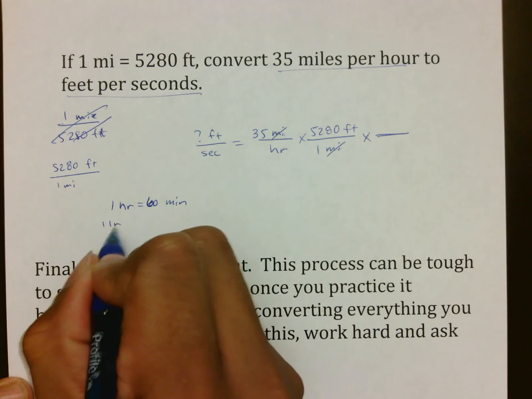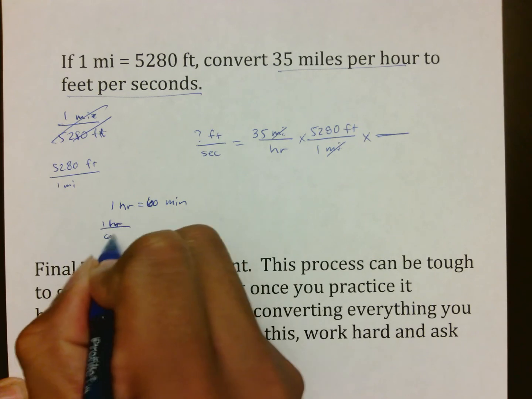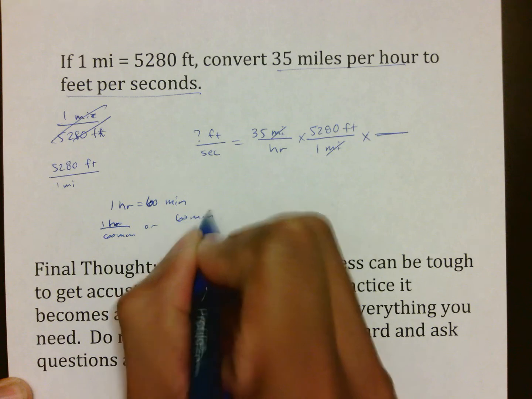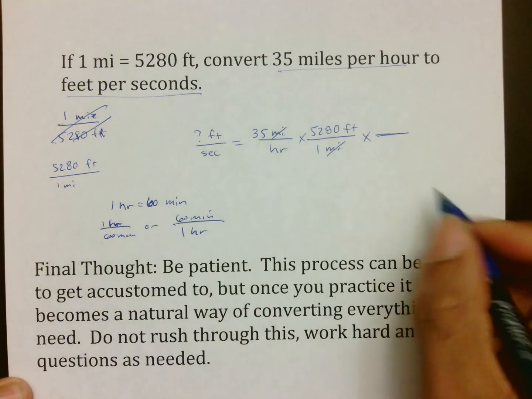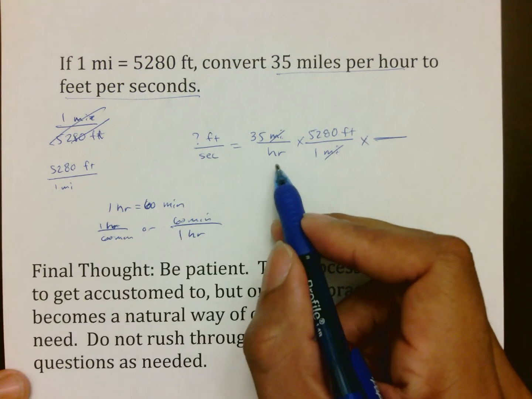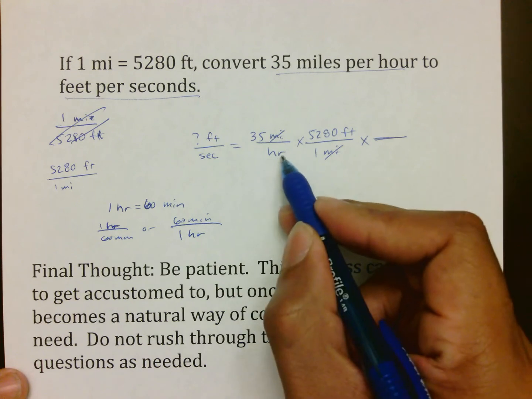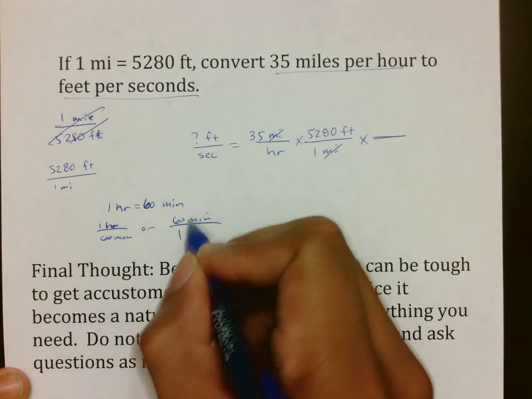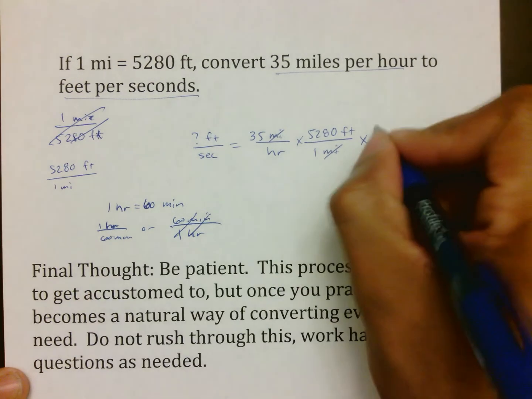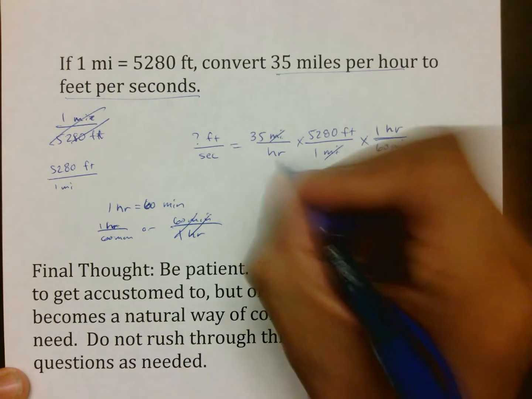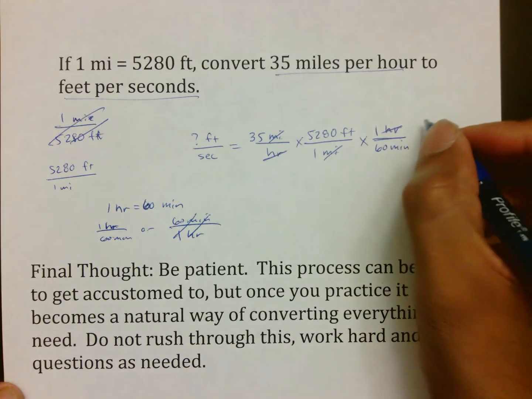And so that gives me two ratios. It gives me 1 hour over 60 minutes, or it gives me 60 minutes over 1 hour. Notice here though, as we use our thinking, that hours is on the bottom, which means if I want to eliminate hours, I don't want hours on the bottom, I want it on the top. And so I am going to use 1 hour over 60 minutes, because an hour on the bottom and an hour on the top will cancel.